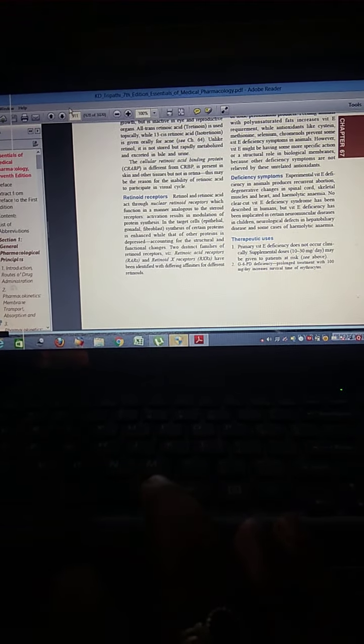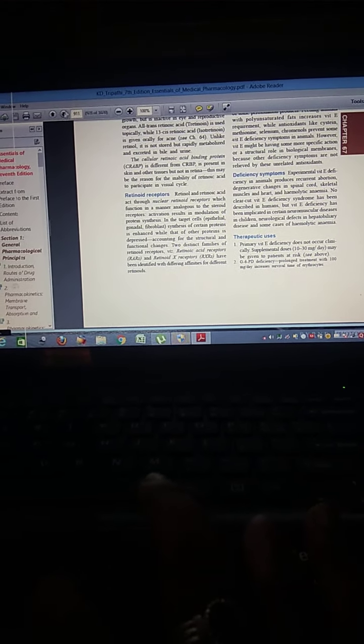Therapeutic uses: primary vitamin E deficiency does not occur clinically. Supplemental doses of 10 to 30 mg per day may be given to the patient. In G6PD deficiency, prolonged treatment with 100 mg per day increases the life span of erythrocytes, and in abetalipoproteinemia 100 mg per week normalizes oxidative fragility.